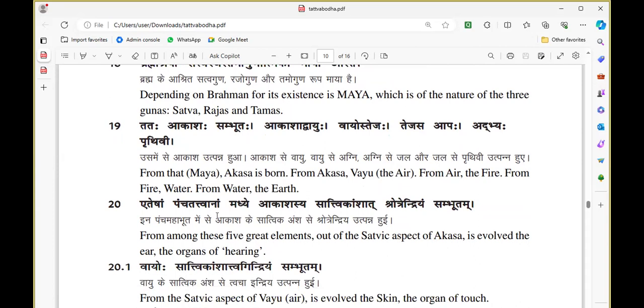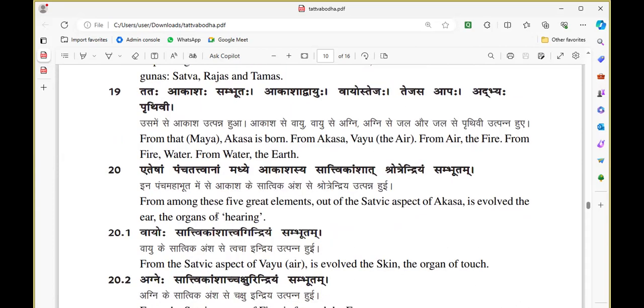So number 20, we said, from the एतेषां पञ्चतत्त्वानां मध्ये आकाशस्य सात्विकांशात् श्रोत्रेन्द्रियं सम्भूतम्. Likewise, from the Panchamahabhutas, one after another, the organs, the Gyanendriyas and the Karmendriyas, will slowly come. We'll just enumerate the Indriyas right now, because we'll do the 24 Tattvas, the numbers one after another.